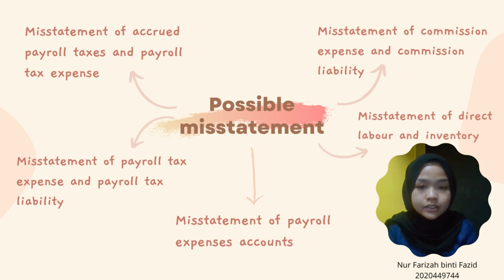Possible misstatements that could occur in the payroll and personnel cycle are, number 1, misstatement of accrued payroll taxes and payroll tax expense. Second is misstatement of commission expense and commission liability. Third is misstatement of payroll tax expense and payroll tax liability. Fourth is misstatement of direct labor and inventory. And lastly is misstatement of payroll expense accounts.